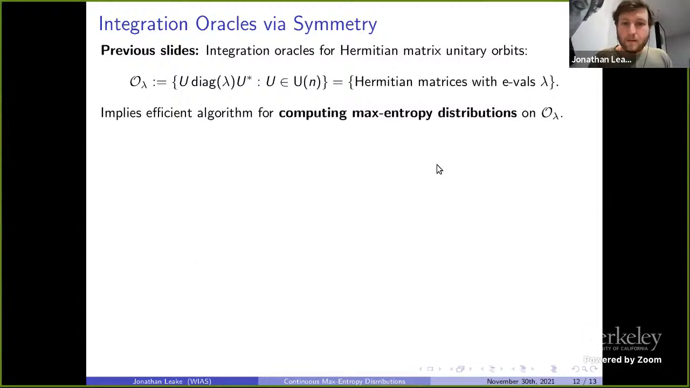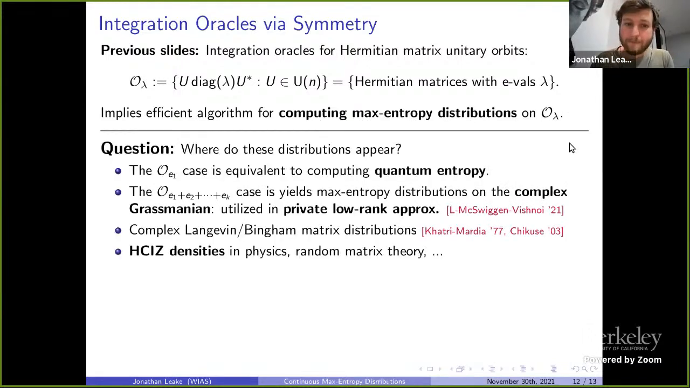Okay. So on the previous slides, we saw how we can compute these integrals for these orbits using the theorem I stated from before. This implies an efficient algorithm for computing Max-Entropy distributions on these orbits. And so now the question is, where do these appear? Well, the first case we looked at was the orbit of the matrix with one eigenvalue 1 and the rest 0, and we knew already that was equivalent to quantum entropy. Okay, so we saw that before.